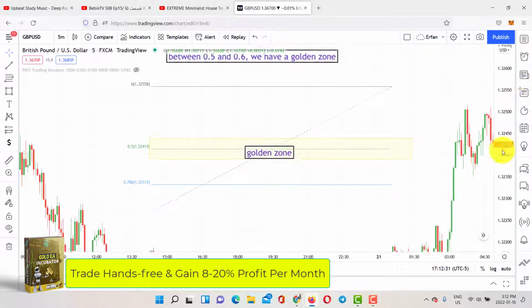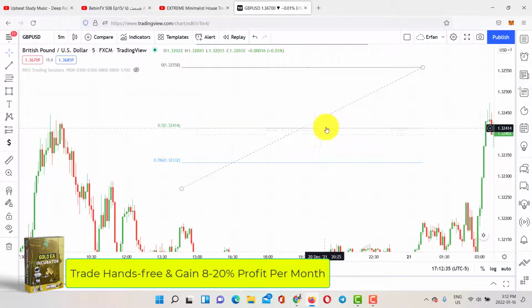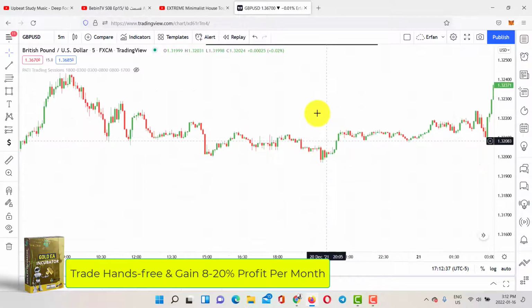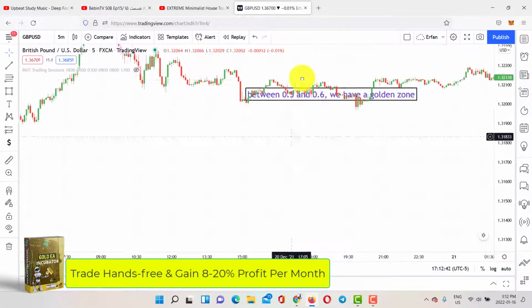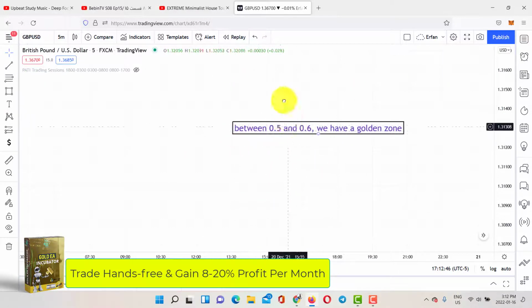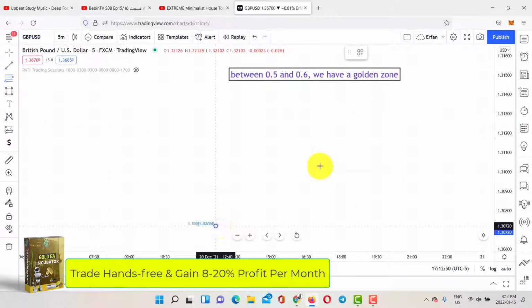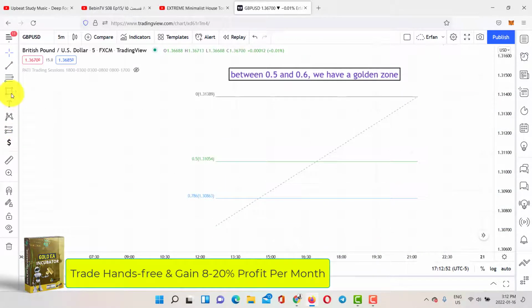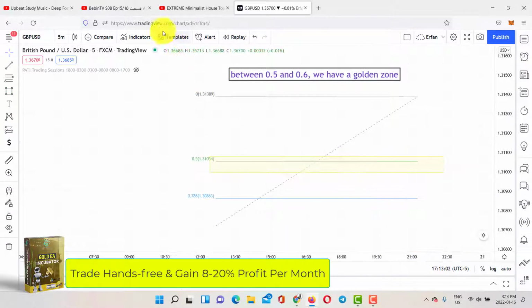I'll show you some more examples. Let me delete everything because you can get confused with these candlesticks here, and let me drag everything to an empty page. Between 0.5 and 0.6 we have a golden zone. So I'm going to draw my Fibonacci retracement here, and I'm going to draw my golden zone. Let's say this point is 0.5 and this is 0.6. This is our golden zone right here.